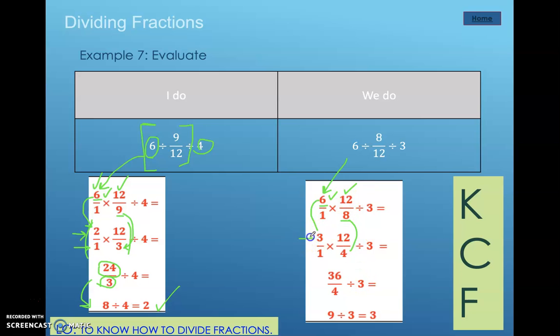So we've done 3 times by 12 gives us 36. And 1 times by 4 gives us 4. So we know that 4 goes into 36 9 times. So 9 divided by 3 gives us 3. Make sure you've copied that down.